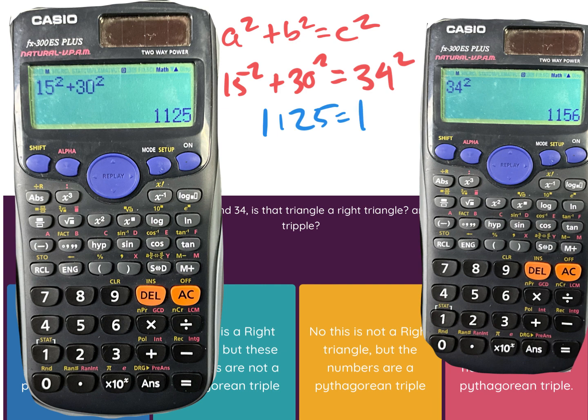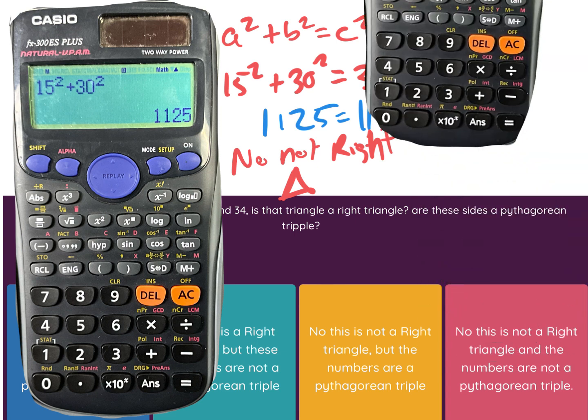So what does that tell you about this triangle? That what? It's not a right triangle. It's not a 90-degree triangle. So this is no, it's not a right triangle. Which obviously, if it's not even a right triangle, then these are definitely not a Pythagorean triple. So which one are you going to pick? You're going to pick this one. No, this is not a right triangle, and the numbers are not a Pythagorean triple.